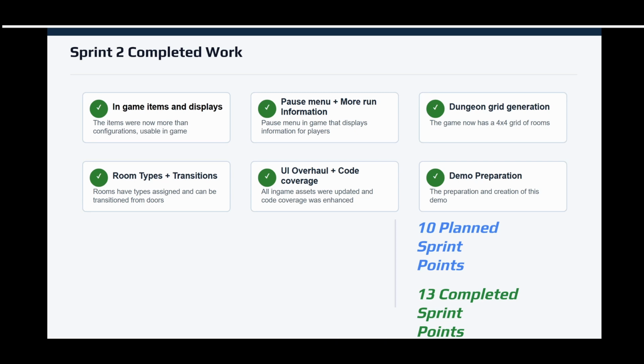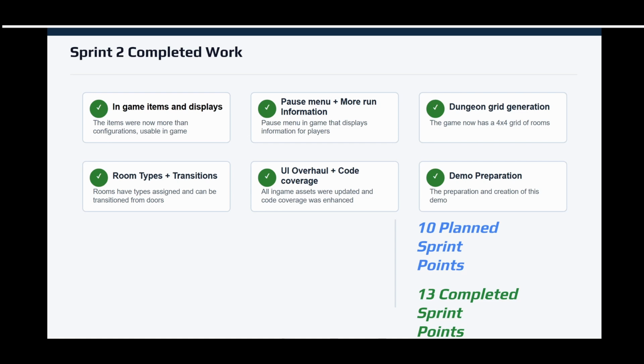Another major piece of progress was the dungeon grid generation. The game now supports a 4x4 grid of rooms, which establishes the structure needed for the procedural dungeon experience. Along with that, I implemented room types and transitions, so rooms can be assigned different types like starter, enemy, trap, and final room types, and the player can move between rooms through doors freely.